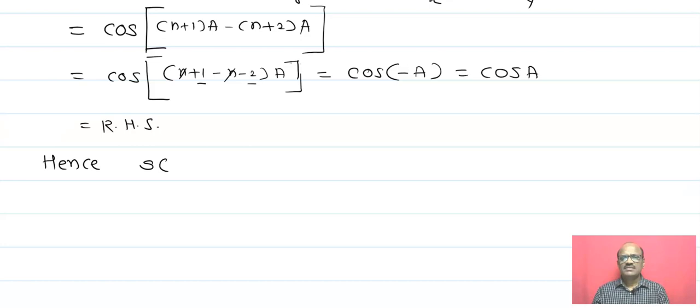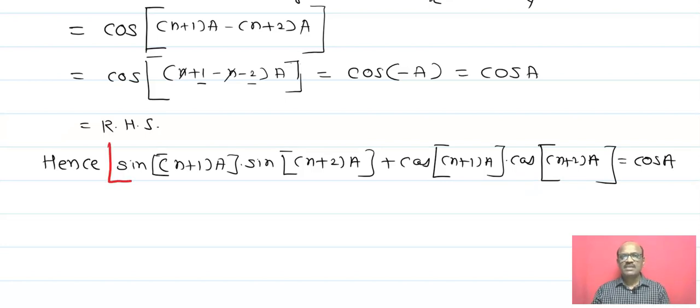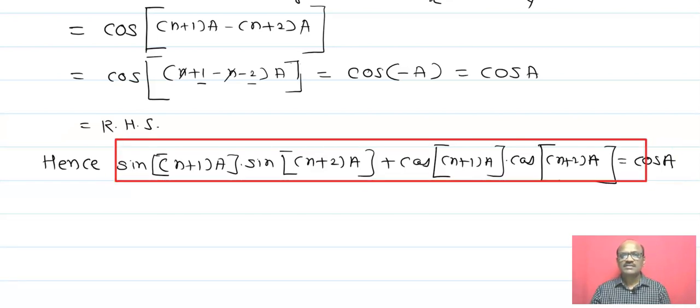Hence, we write sin of (n plus 1) into a, sin of (n plus 2) into a, plus cos of (n plus 1) into a, cos of (n plus 2) into a is equal to cos a. We'll see the next problem. Now we'll see the next. This is the answer.